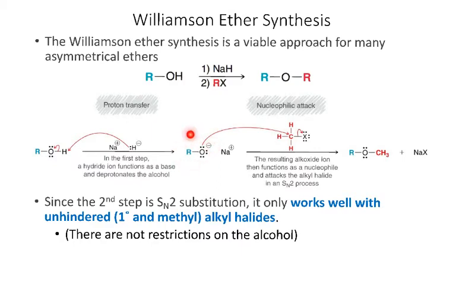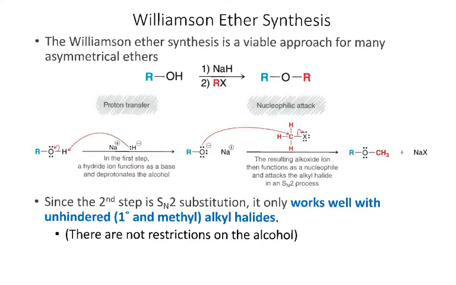And so this RO minus, if you remember from last semester, is both a strong base and a strong nucleophile. And so if it acts as a nucleophile, we'll get an SN2 reaction where the alkoxide ion replaces the leaving group from the alkyl halide. Now, this second step is an SN2 reaction. And so if you remember, when we have something that's both a strong base and a strong nucleophile, we can get both SN2 and E2 reactions occurring.